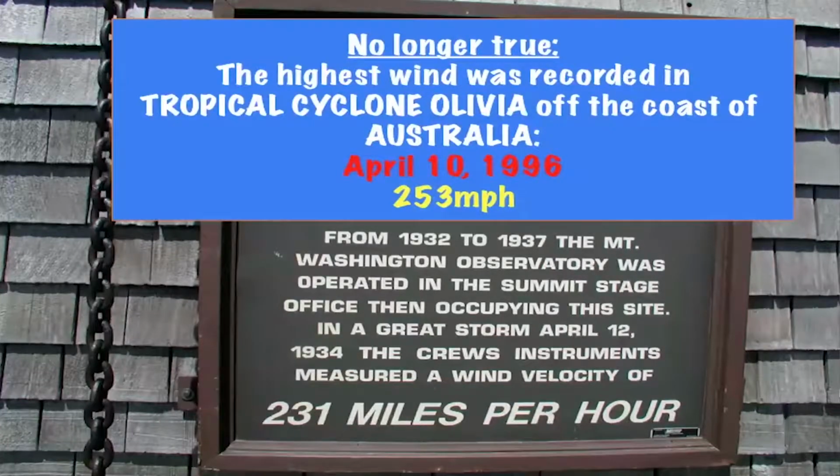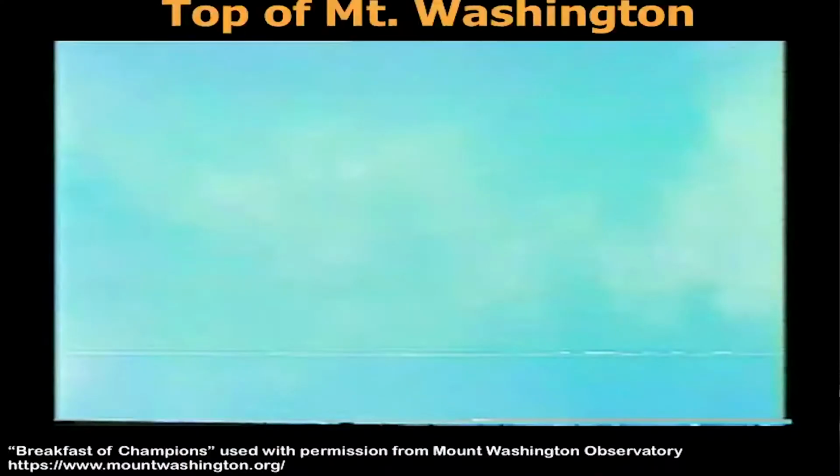Now, since that day, the record's been broken. It was broken by Tropical Cyclone Olivia off the coast of Australia in 1996. They recorded a confirmed 253 miles per hour.